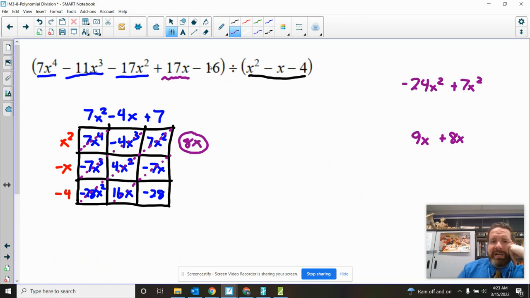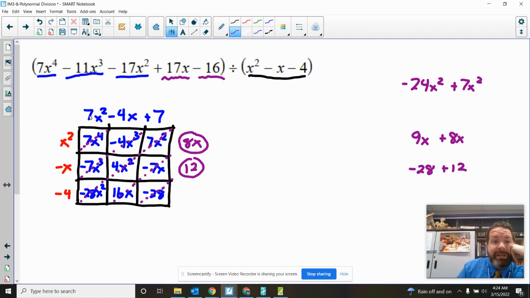Let's do the same thing now with our constant, with that negative 16. So I've got a negative 28. I need a negative 16, which means I'm 12 short. So over here off to the side, I'm going to put in a positive 12. Now, those together give me the negative 16 that I need. This is what a remainder looks like when you're dividing polynomials.